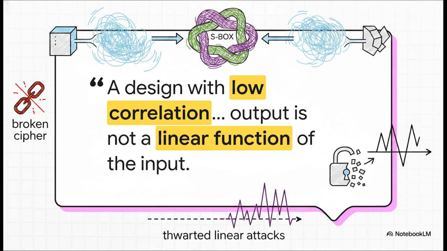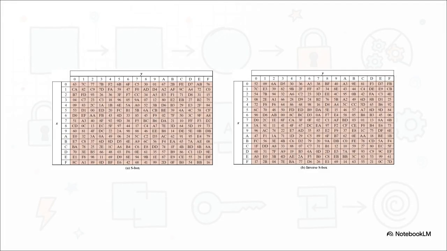Well, if the output is just a linear mathematical function of the input, crypto analysts can literally use standard linear algebra to crack the cipher in seconds. The S-box exists for one primary reason: to completely thwart those simple mathematical attacks. So here they are, the actual S-box and inverse S-box lookup tables. It's a 256-byte grid. When our byte hits the SubBytes stage, its value is used as coordinates to grab a completely new byte from this table. It acts as the complex, nonlinear heart of AES security.